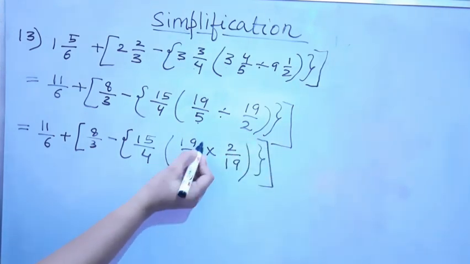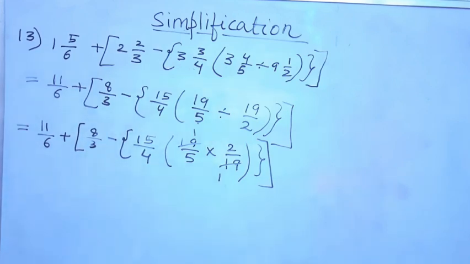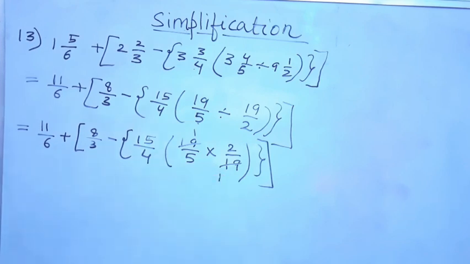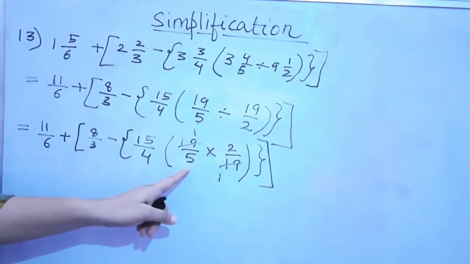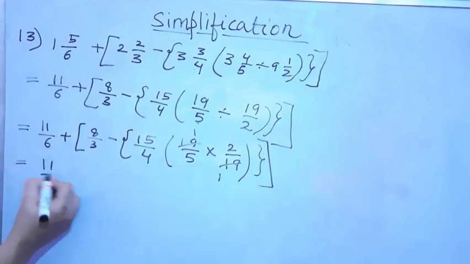Now 19 ones are 19. We have to check whether anything can be reduced while solving questions based on simplification. As you can see, this 19 and this 19, from the numerator and the denominator, will be removed. Now what is left over here? 2 upon 5. What is left? 2 upon 5 is remaining.